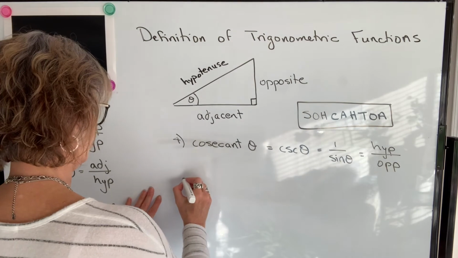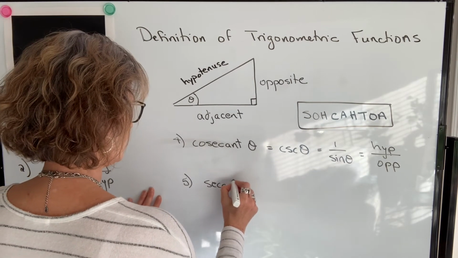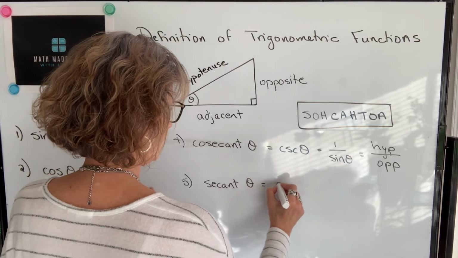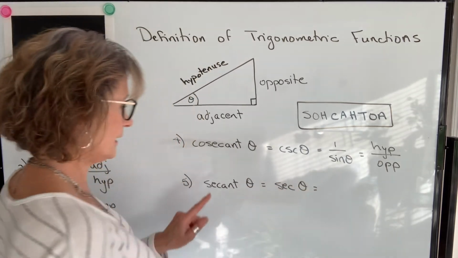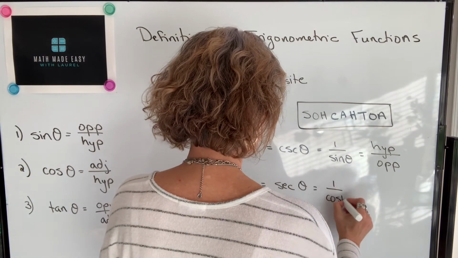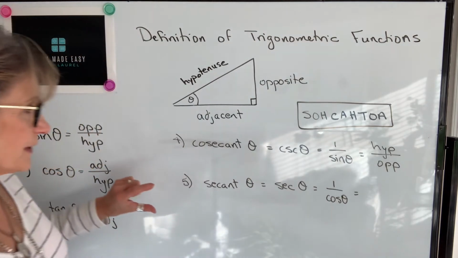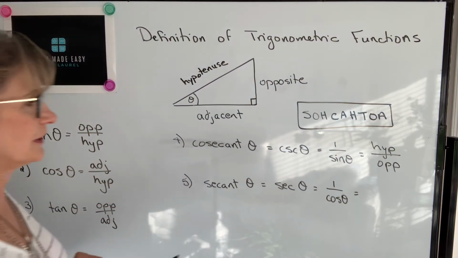Similarly, we have a function called secant, and the abbreviation for that is SEC, and it's the reciprocal of cosine. So it's the ratio of the hypotenuse side to the adjacent side.